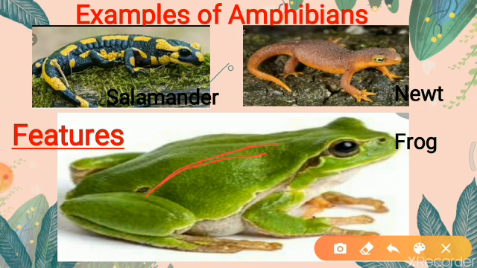Okay, so what are their features? They have webbed feet and a tail to help them in swimming. They breathe through their moist skin when they are in water, and when they are on land, they breathe through their lungs.